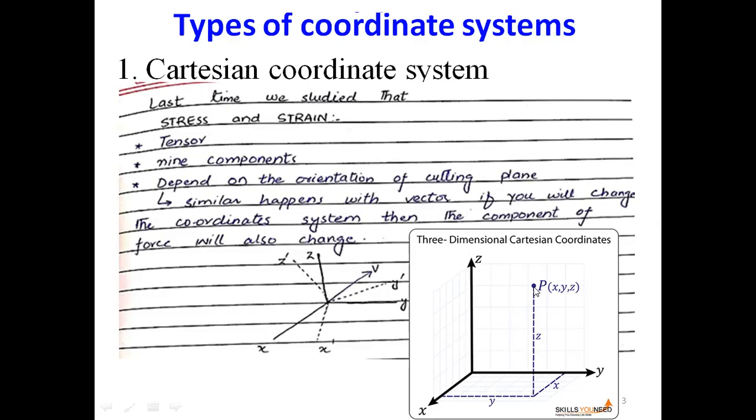And any point in space is denoted by the coordinates x, y, and z. X is this distance, which is along x-axis, y is the distance along y-axis, and similarly z is the distance along z-axis.